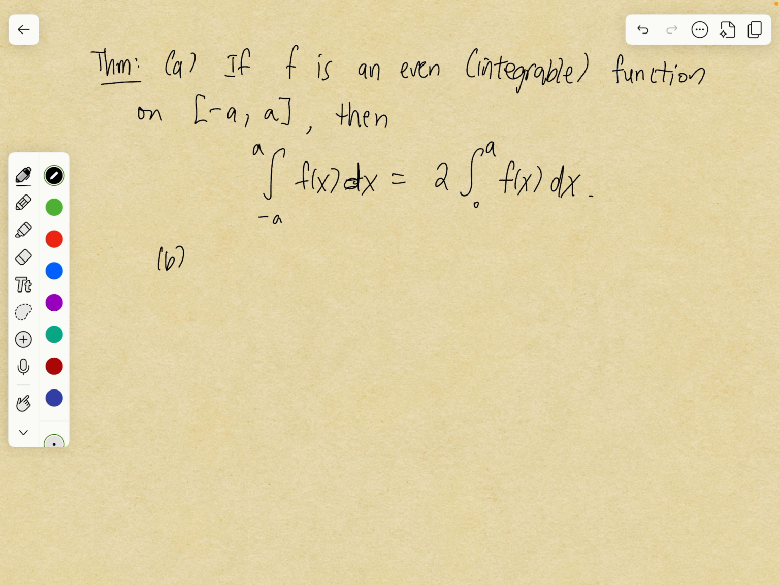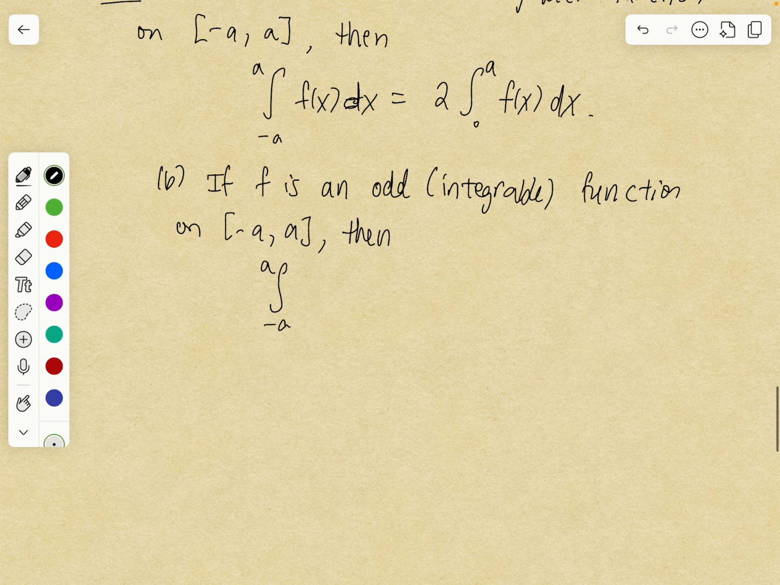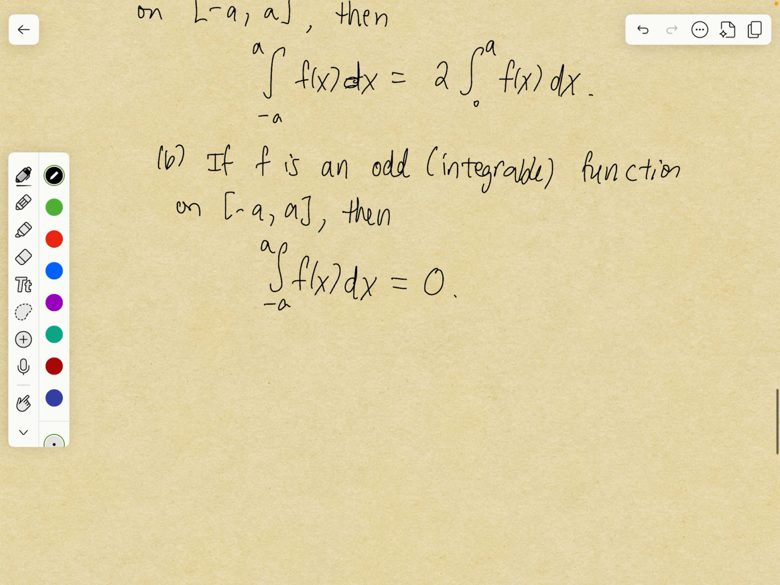So that's if f is even, and if f is odd, again, an integrable function, then on the interval from negative a to a, the integral from negative a to a is 0. Let's draw some pictures just to illustrate why this is very plausible.